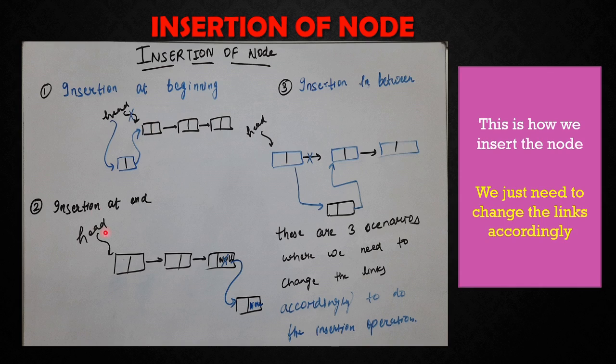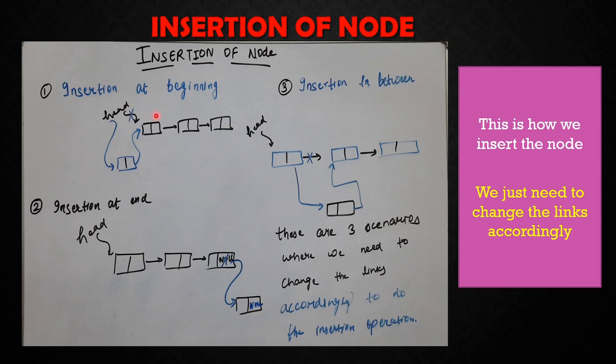So in all the insertions, if you look, I am crossing something here, which means this link was there earlier, but after insertion this link should be crossed and updated like this. In this one, the null should be crossed and updated like this. In this insertion also, this link should be crossed and updated like this. So we just need to change the links in order to insert a node into the linked list. This is a quick concept of inserting a node. Now let's see all three scenarios.